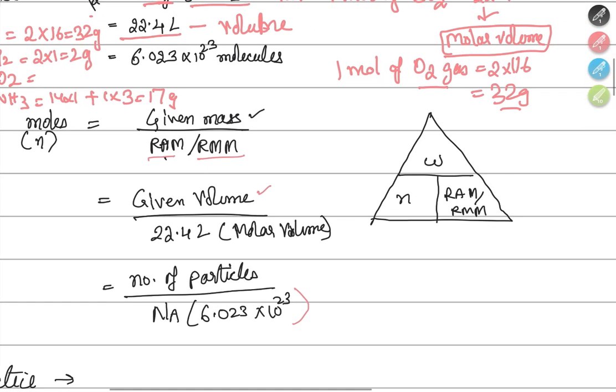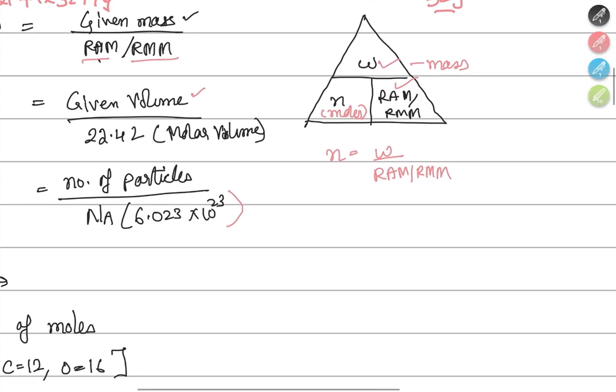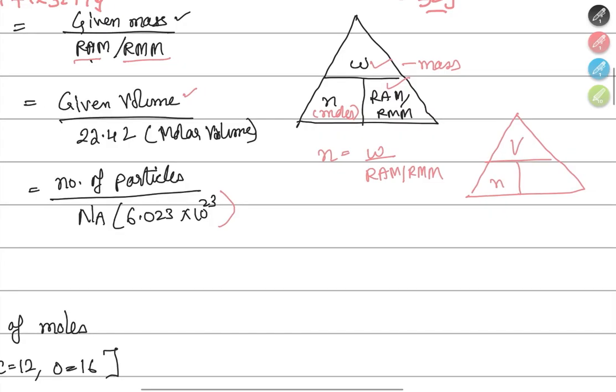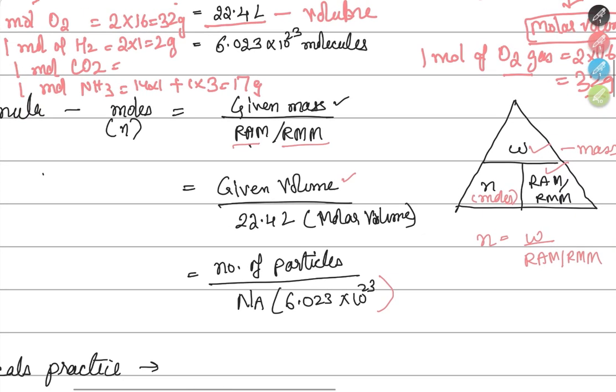Or if you want to remember, you can remember this triangle. Where N is the moles, so W by RAM in terms of mass, this triangle. If I have to calculate N, this by this will be divided. So I can find out. The same way I can draw the triangle for the volume also. So N will be equal to the given volume upon the molar volume. We can find out the same way. So now these are the formulas.